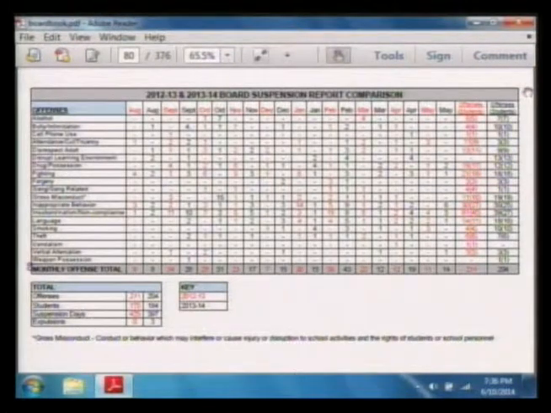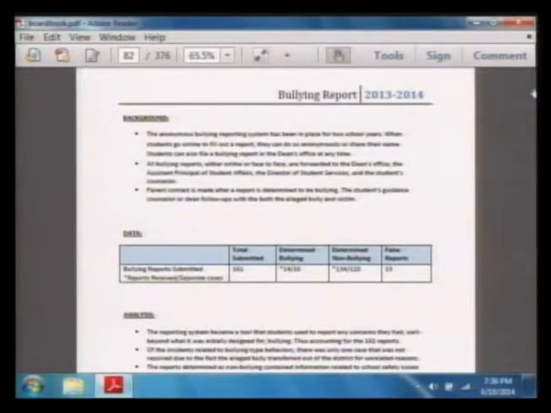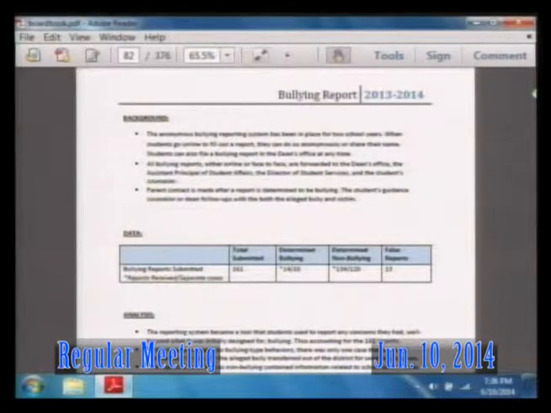I'm on the bullying report now. There were a few questions on there. One of the questions was, on page 71, is there a method for students that call anonymously to check the status and outcome?